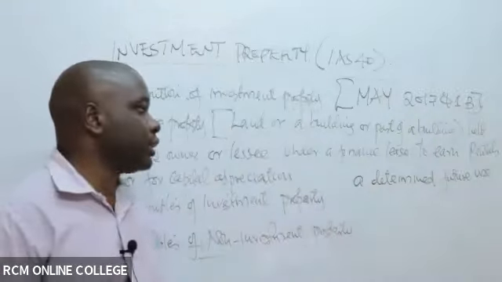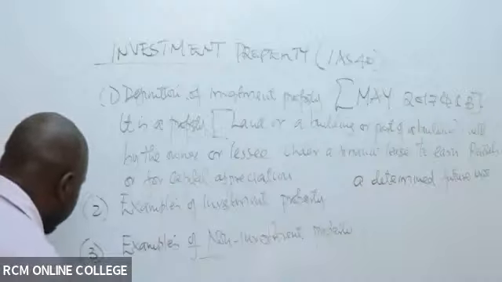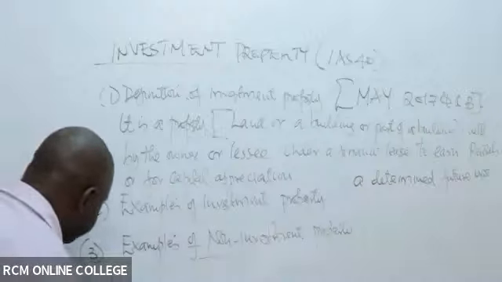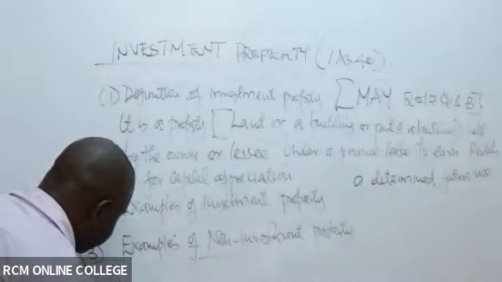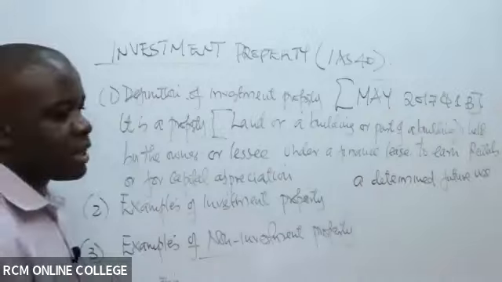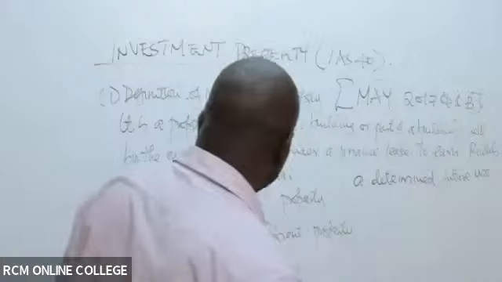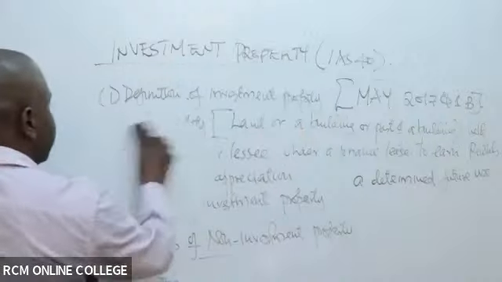Then recognition. How do you recognize them in the books of accounts? So number 4, we can look at recognition. How do you recognize investment properties in your financial statements? For example, if you are called upon to prepare financial statements, how do you recognize? Number 4, recognition.